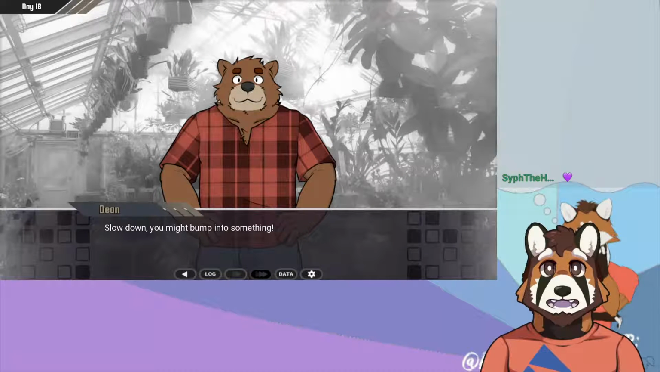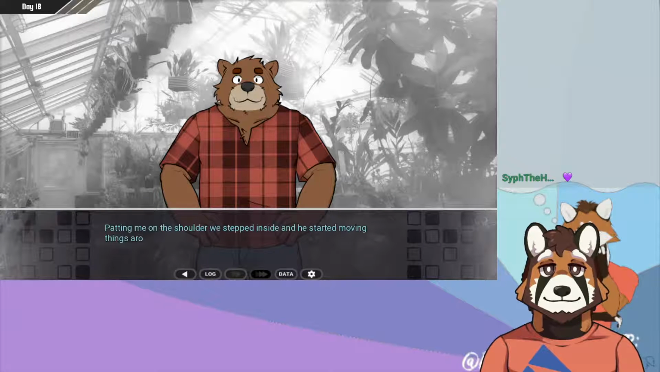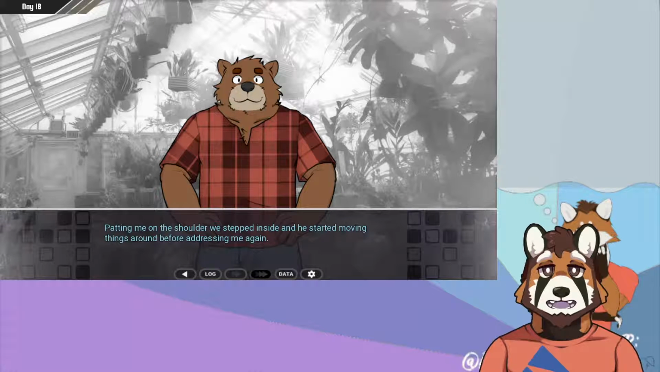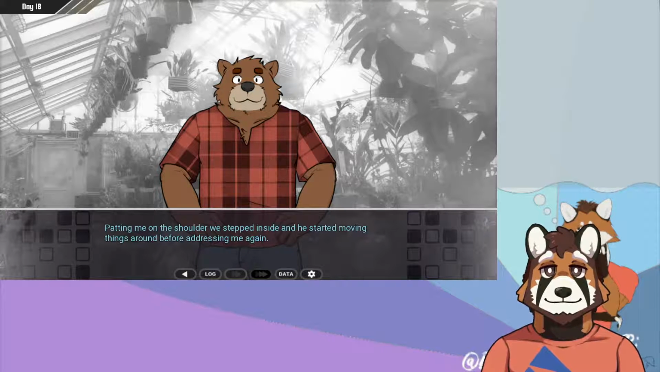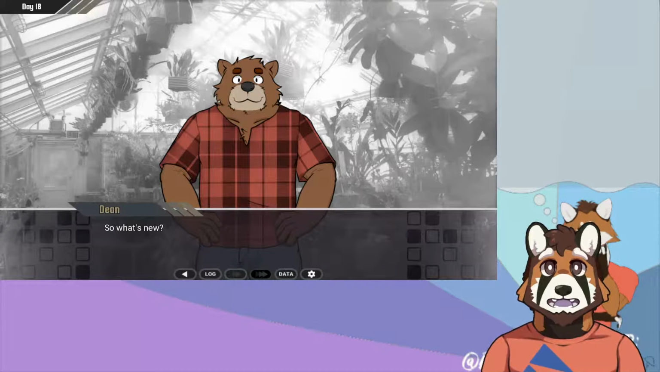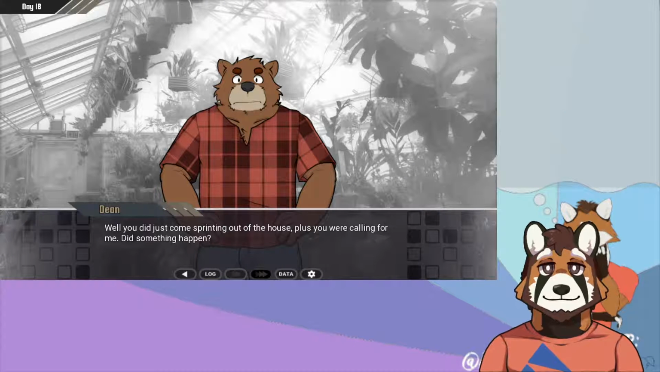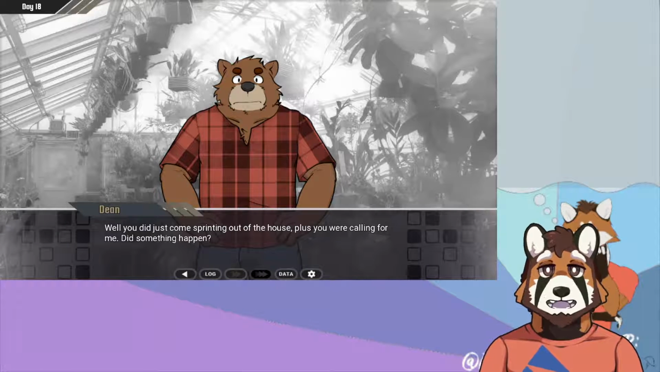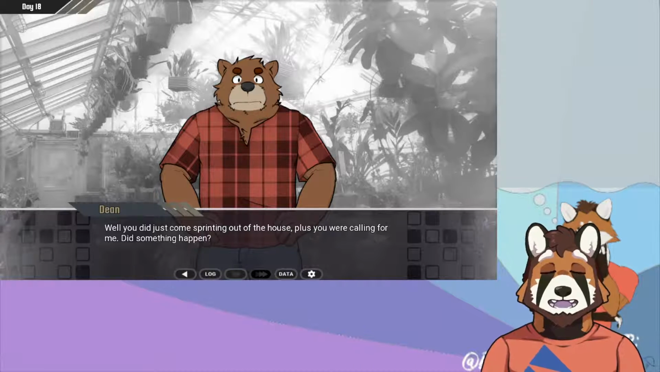Slow down, you might bump into something. Patting me on the shoulder, we stepped inside and he started moving things around before addressing me again. So, what's new? What do you mean, what's new? Well, you did just come sprinting out of the house. Plus, you were calling for me. Did something happen?